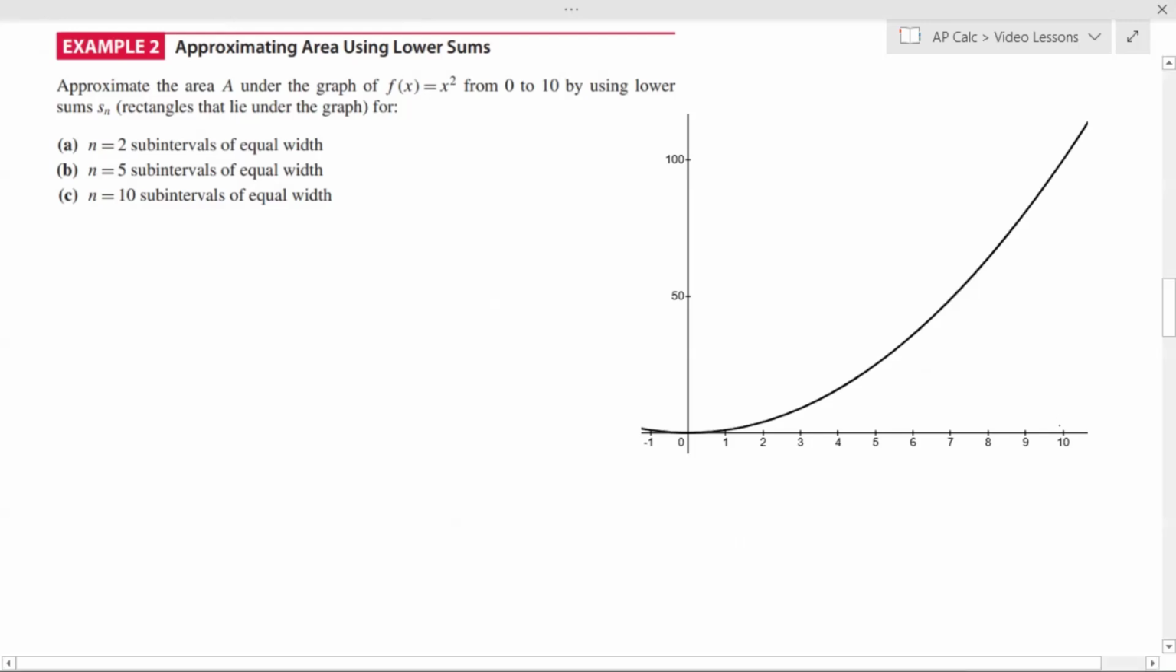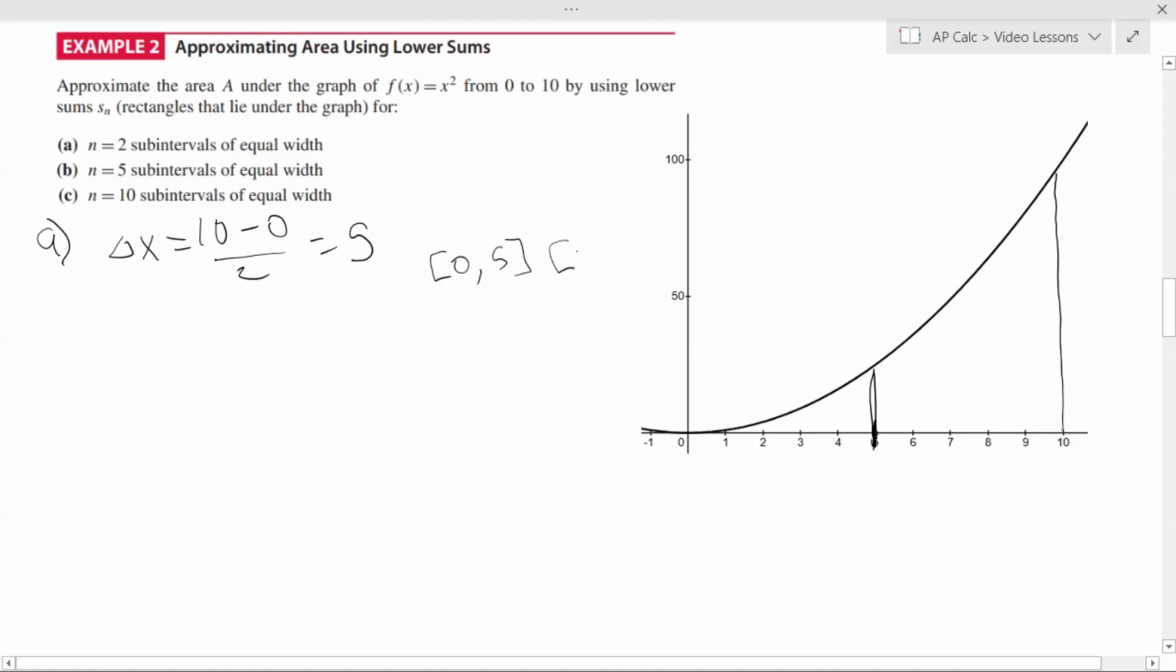So the actual region goes from 0 to 10. Okay. Now for part A, if n equals 2, we're going to divide it into two subintervals. So our delta x is going to be 10 minus 0, because we go from 0 to 10, divided by 2, which is 5. So every 5 units, we're going to make a rectangle. Okay, so the first interval goes from 0 to 5, and then the next subinterval goes from 5 to 10.